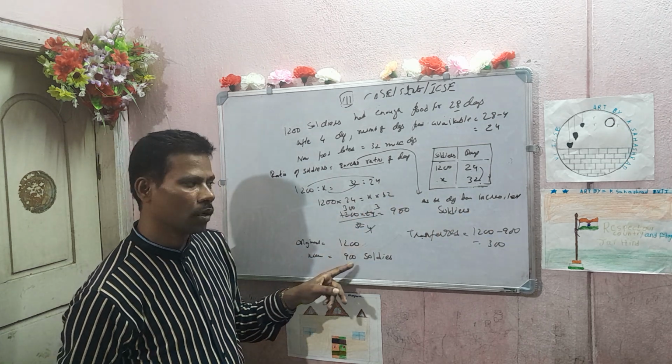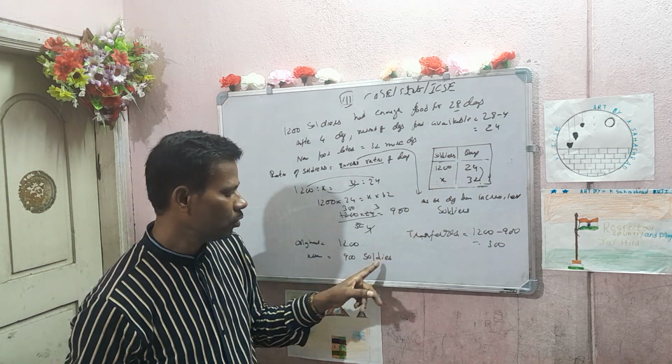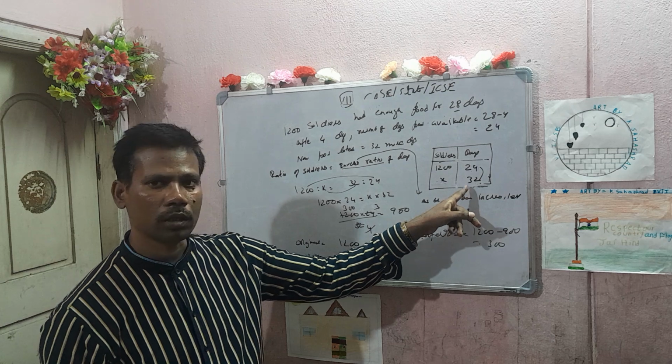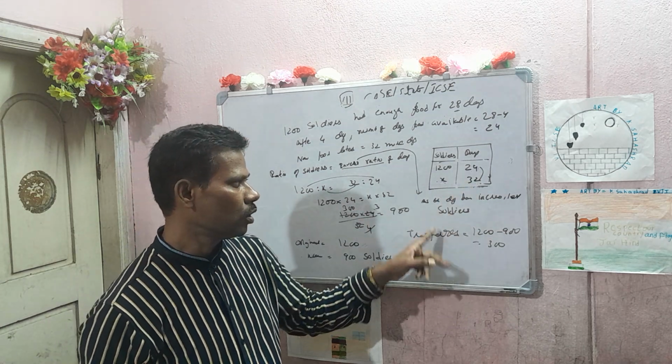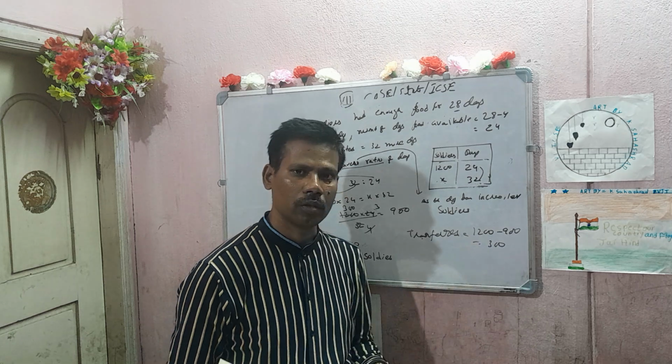So I calculated and got 1200 soldiers originally. With 32 days, food is now available for only 900 soldiers, because the days are increasing. So now how many soldiers are there? 900. Transferred: 300.